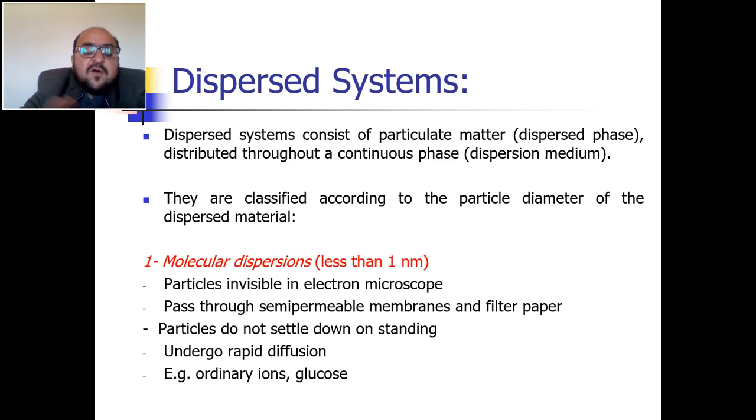So first of all, in molecular dispersion the particle size should be less than 1 nanometer, and these particles are invisible in the electron microscope, but they will pass through the semi-permeable membrane as well as the filter paper. The particles do not settle down on standing, but they can undergo rapid diffusion. For example, the ordinary ions and glucose can easily pass through the semi-permeable membrane as well as the filter paper.